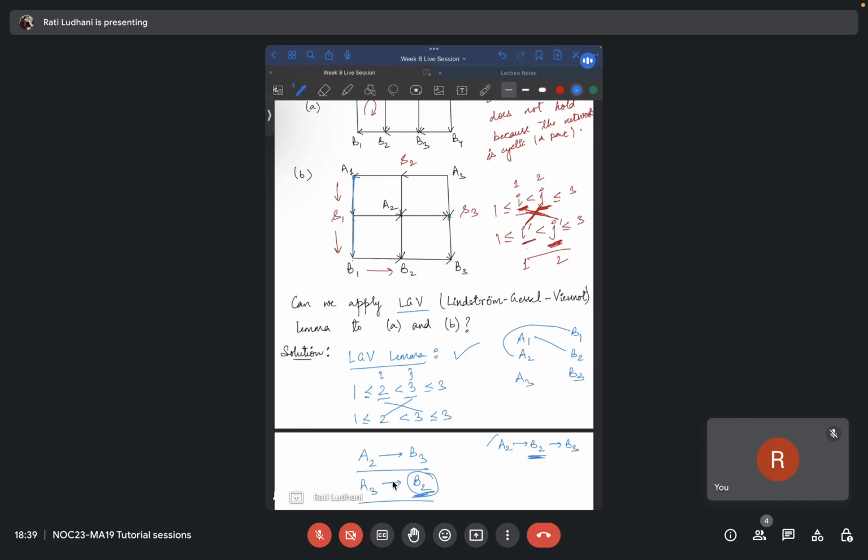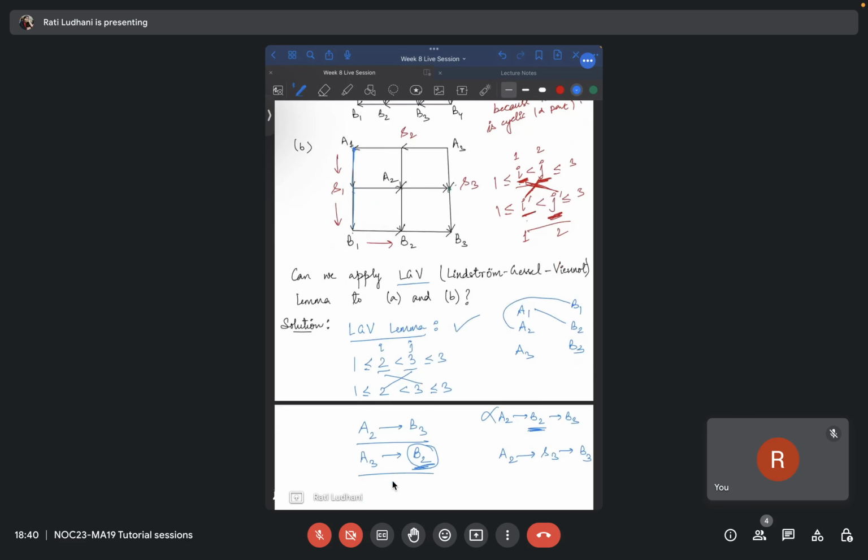Other path, let's see. For example, you can go via this, A2 to S3 and then B3, right? This path, A2 to B3. Yes, I'm going like this. Now, this is something which we should check. So now let's see A3 to B2.